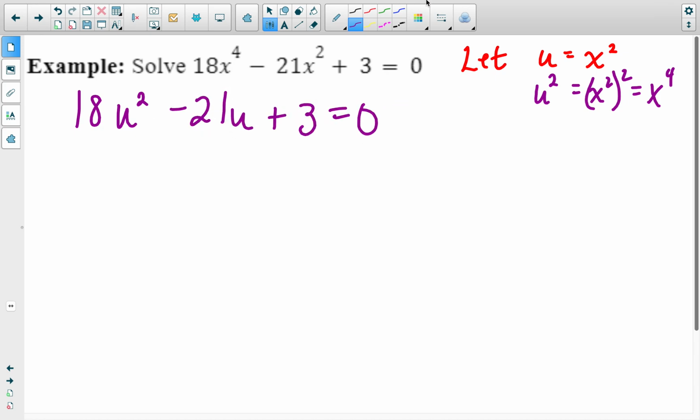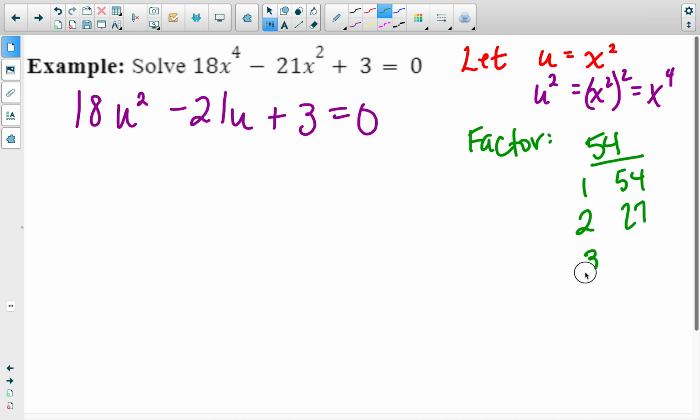Now I want to ask myself, what method of solving quadratics do I want to try here? I can use the quadratic formula, I can complete the square, or I can factor. Factoring is always my favorite. Some people here would want to just use the quadratic formula. That's fine. But let's try to factor. AC method, we want factors of 18 times 3, so factors of 54 that would add up to negative 21. So we have 1, 54, 2, 27, 3, and 18.